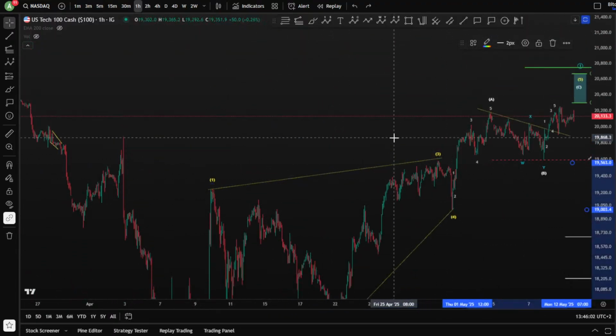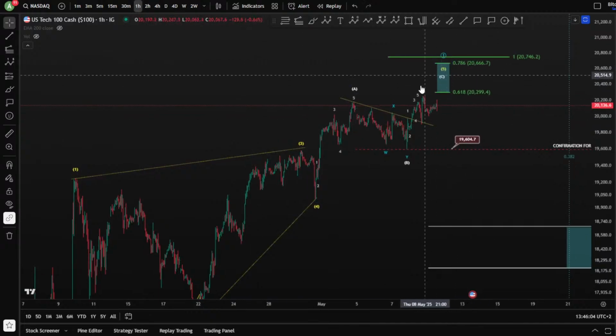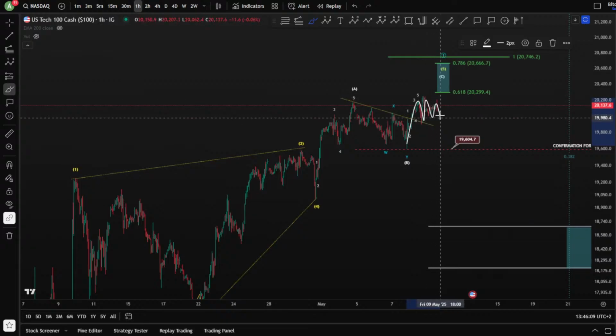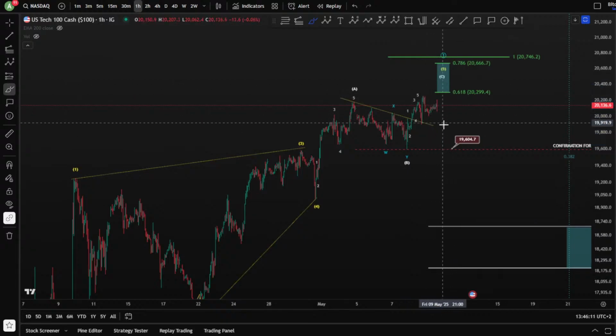So basically, yeah, I'm still looking for higher, guys. I'm still looking for higher for NASDAQ. I'm looking at an impulse. Wherever this correction is here, we're still looking for higher.